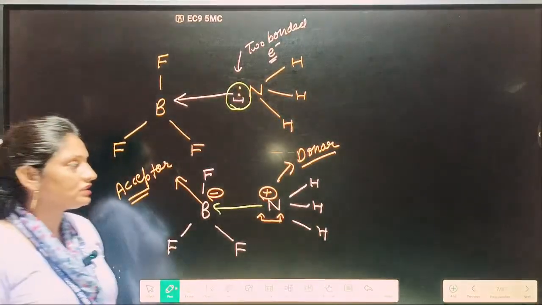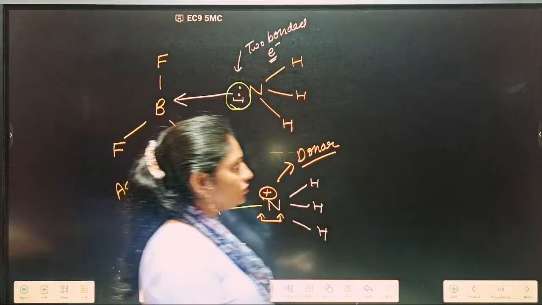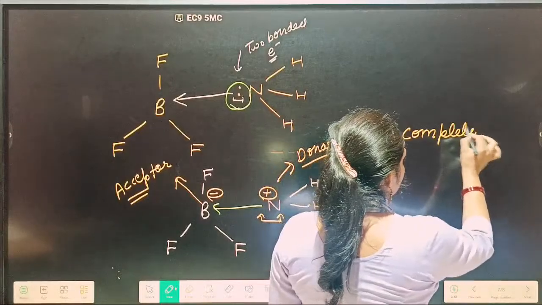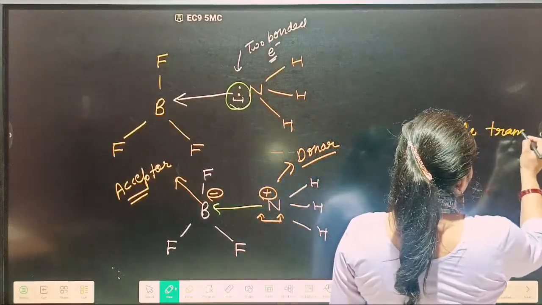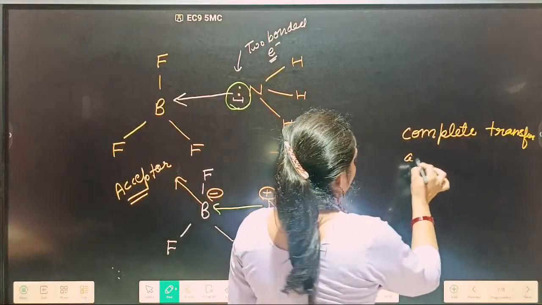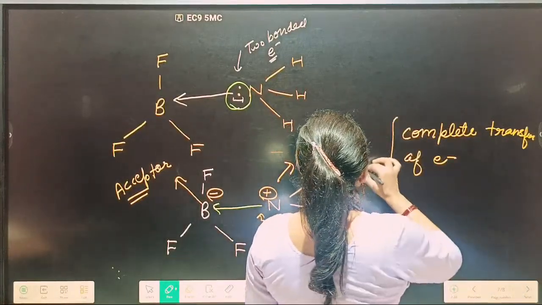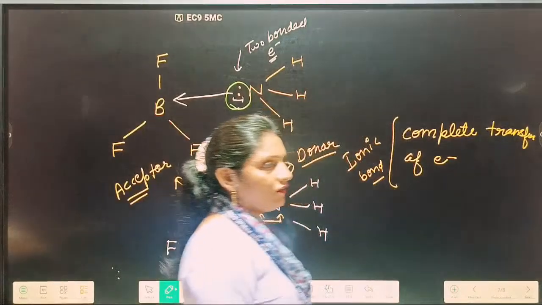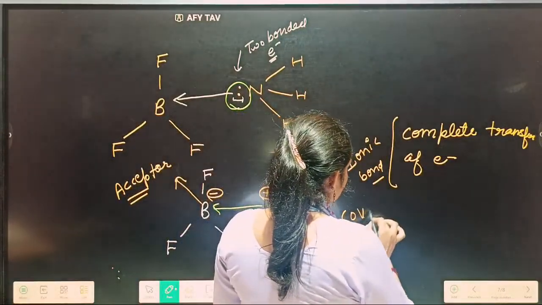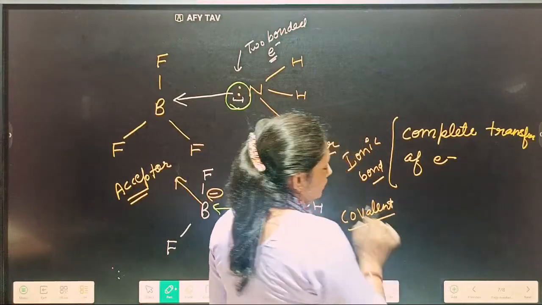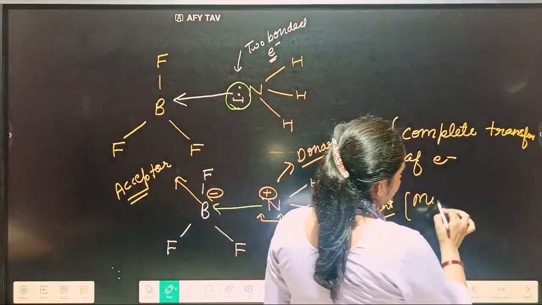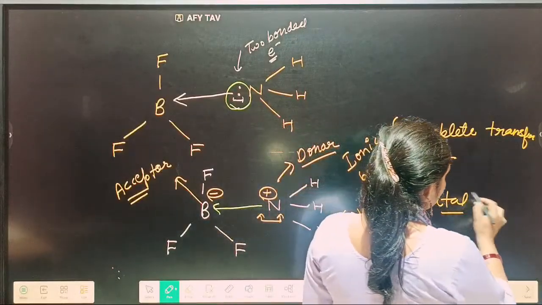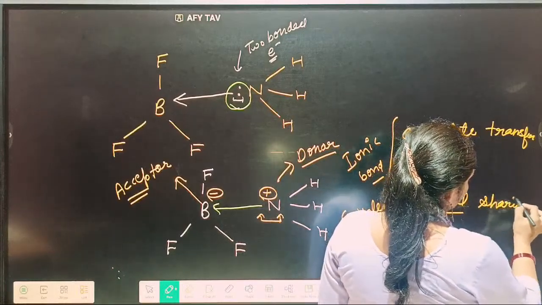Students, we have discussed the ionic bond. In an ionic bond, what was happening? Complete transfer of electrons takes place in the case of an ionic bond. But students, if I talk about the covalent bond, mutual sharing takes place. Keep these simple points in mind. These are some common points. In a covalent bond, mutual sharing takes place.